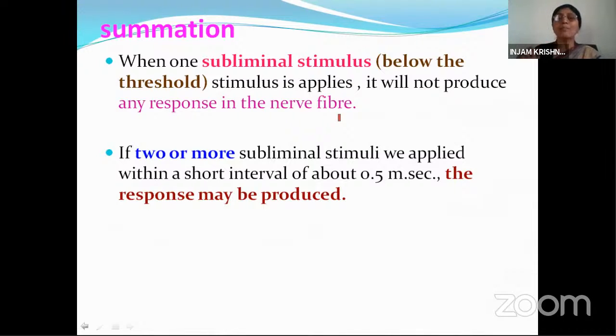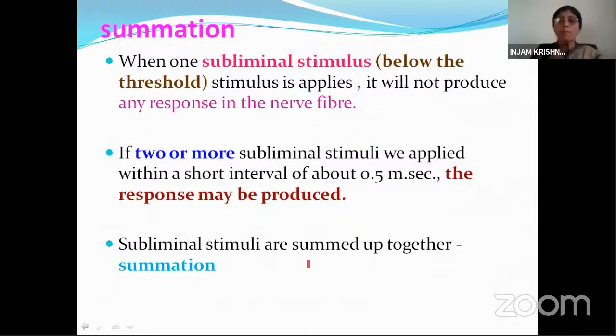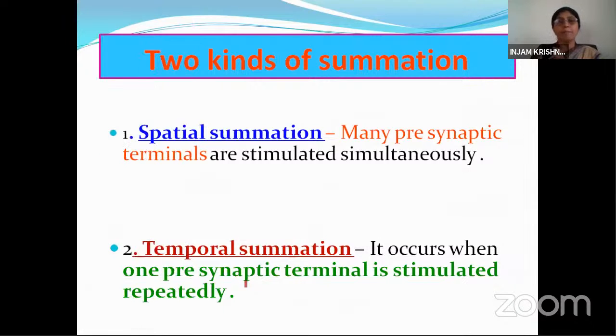If two or more subliminal stimuli are applied within a short interval of about 0.5 milliseconds, those small stimuli within a very small fraction of time sum up. They are able to reach the threshold potential, so that an action potential will be generated. Yes, subliminal stimuli are summed up together. That is called summation.